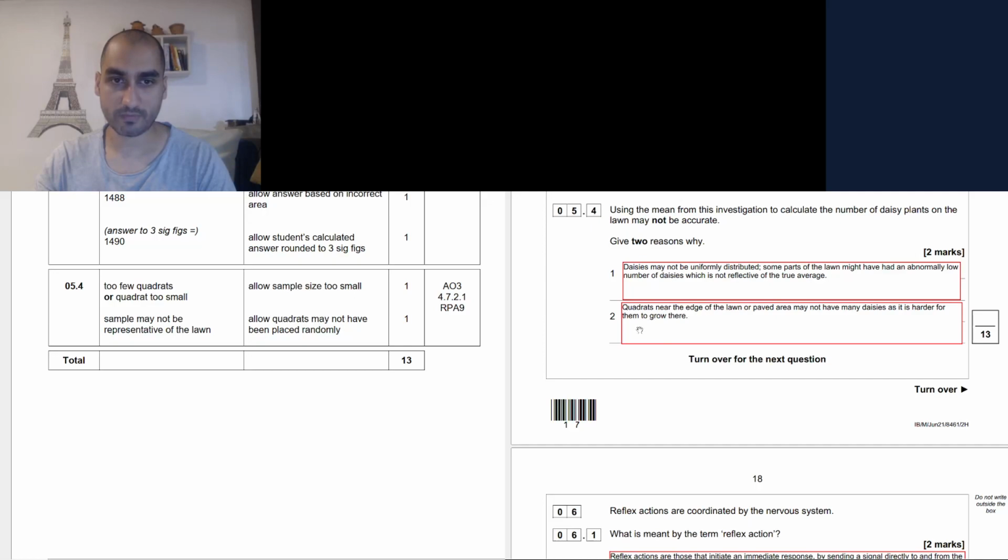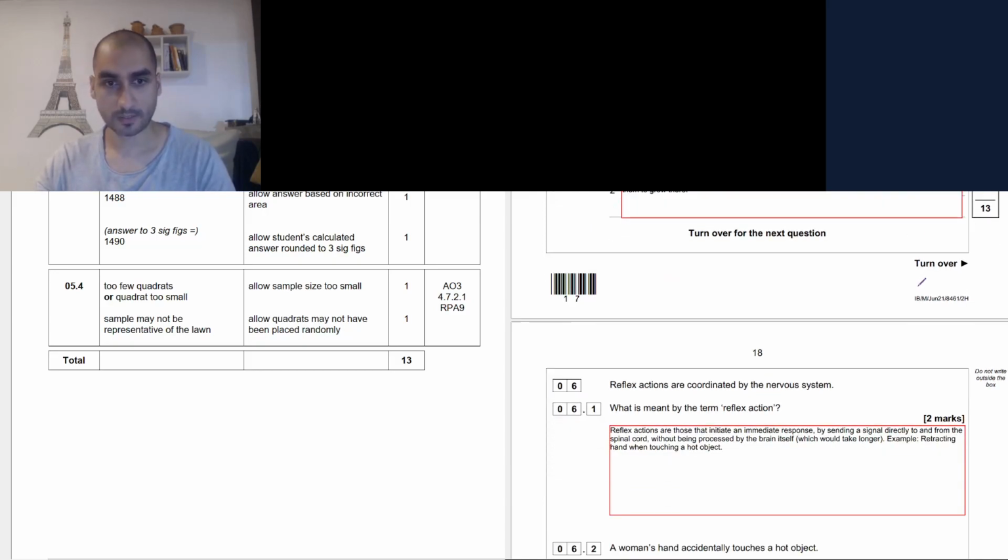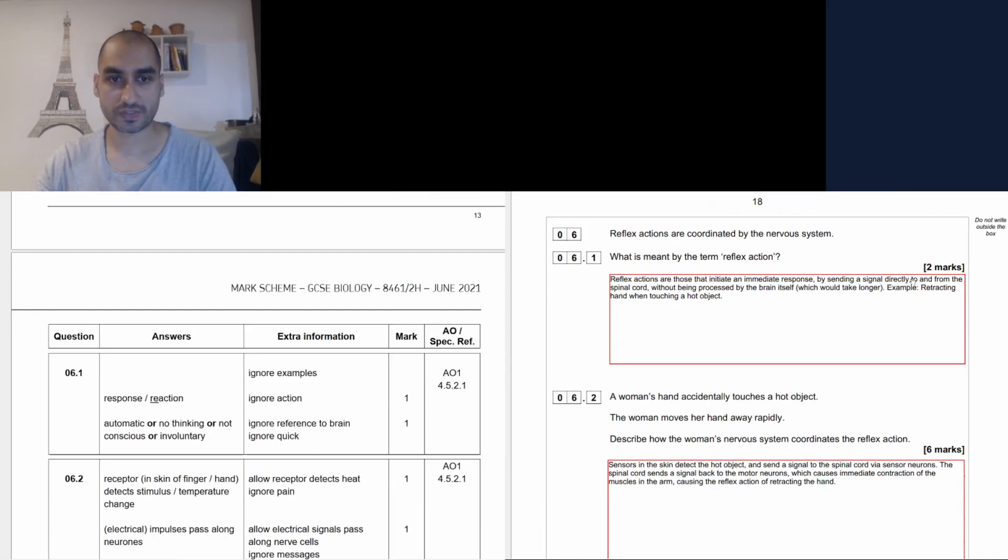Sample may not be representative of the lawn. That I did say. Too few quadrats. That I didn't say. Allow quadrats may not have been placed randomly. Well, I told him to place them randomly. Okay, fine. 1 mark. It's alright. I've only lost 14 marks so far. That's not too bad. Reflex actions.